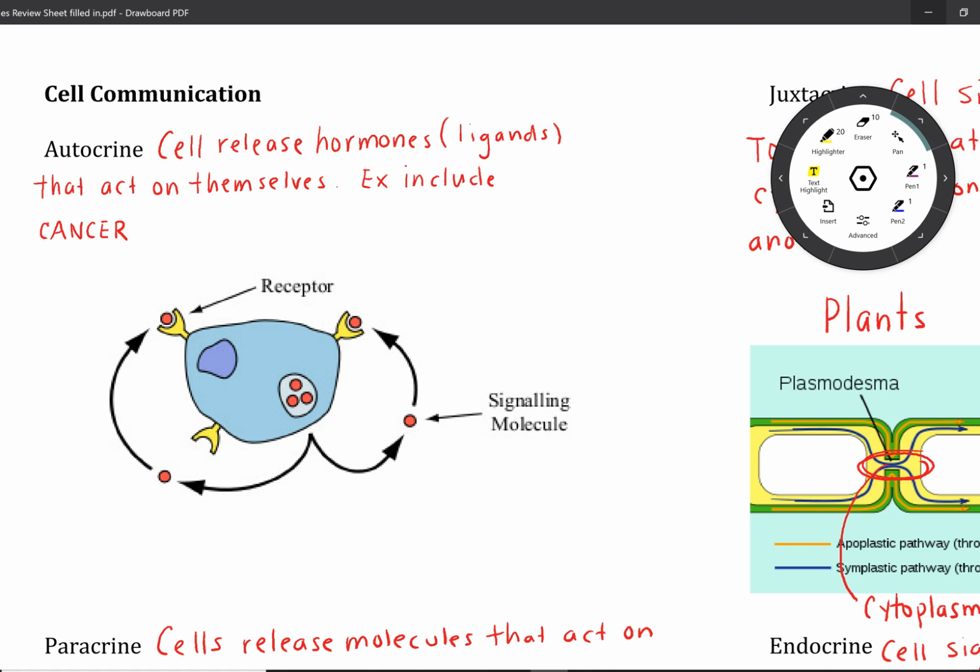Autocrine is pretty simple. If you look here at the diagram, this particular blue cell is releasing a signaling molecule or a ligand outside of the cell. It then comes around and binds to a receptor on that same exact cell, and that is, in essence, triggering that cell to do something itself, and that could be seen in cell growth, uncontrollable cell growth in cancer.